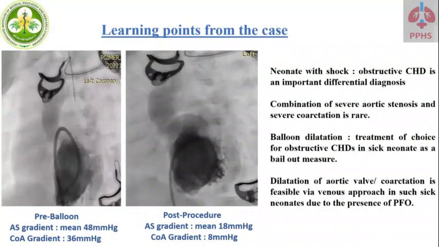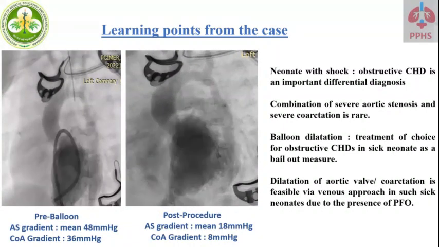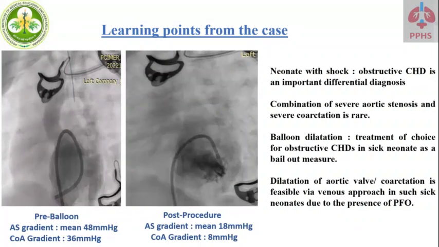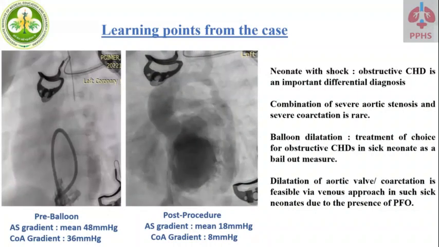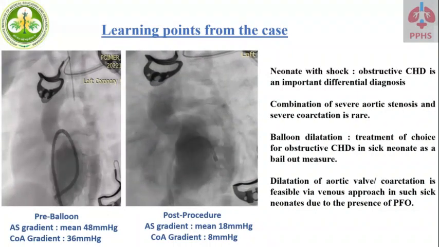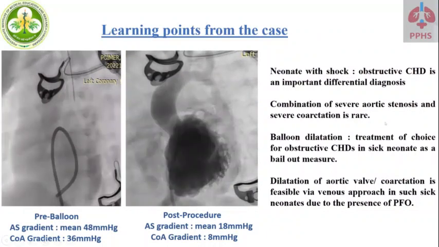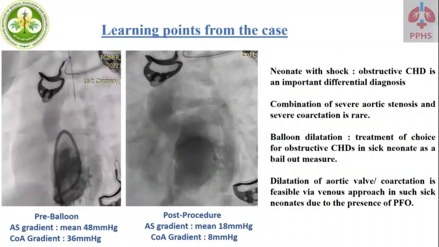antegrade flow. So from this case, in such sick neonates, we can consider a transvenous approach because in the presence of PFO, it is feasible to go through the transvenous route alone in such sick neonates. The combination of severe AS and coarctation is rare. We can consider this in such sick cases.